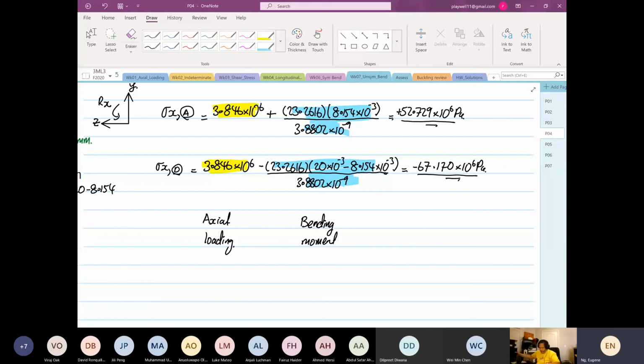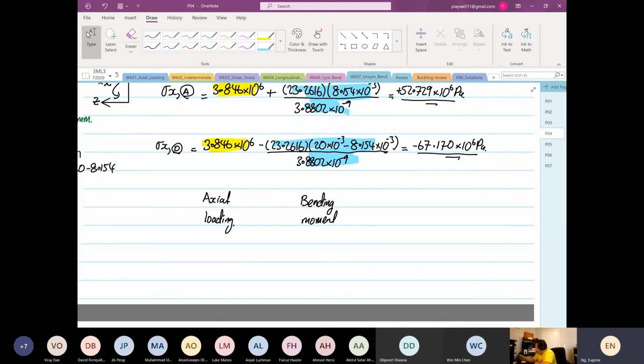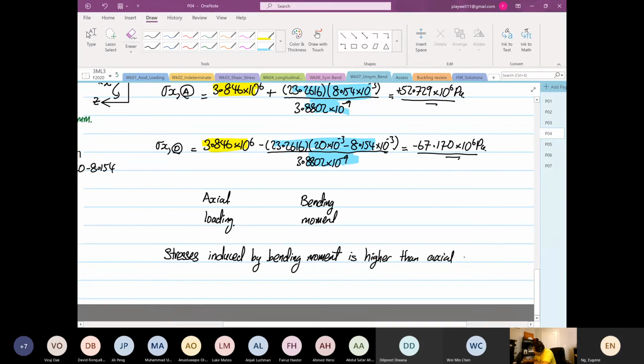Absolutely right. So if you want to break something, you pull, it will not break. What will you do? You will bend and bend and bend, then you will break, right? So from here, what we can conclude is the stresses induced by bending moment is higher than axial loading. Always the case, right? We do that unconsciously. We want to break something, we pull, it doesn't break, then we start to bend. Okay.